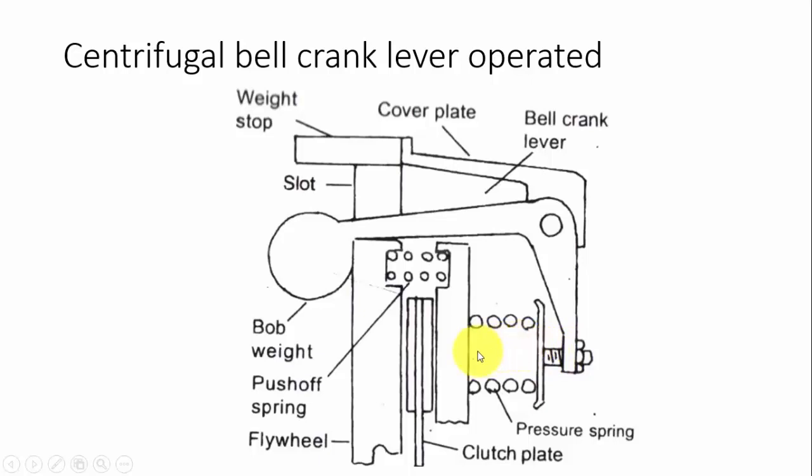Here you can see a pressure spring. Whenever the force offered by the centrifugal force is higher than the force offered by this pressure spring, it will move the pressure plate towards this clutch plate. Thereby the clutch engagement will happen. Afterwards, whenever the speed is reduced, here you can see a push-off spring. This push-off spring will disengage the clutch plates. So, as we saw in the previous case, by default the clutch will be in disengaged position. Whenever the engine is rotating at high speeds, it will be engaged automatically because of centrifugal force.